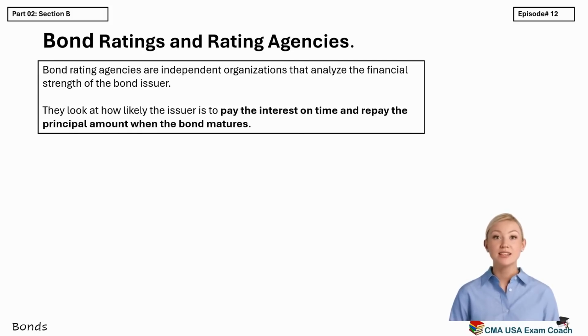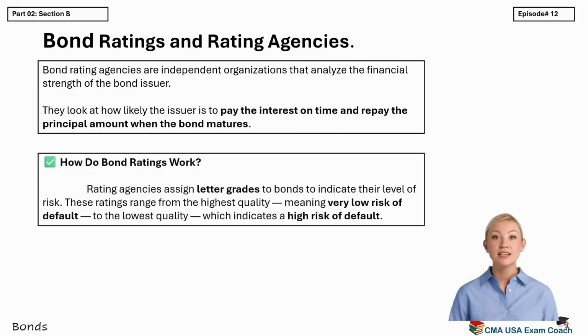In simple terms, they assess the creditworthiness of the issuer, just like banks assess your credit score before giving you a personal loan. The major credit rating agencies in the United States are Moody's Investor Service, Standard & Poor's (S&P Global Ratings), and Fitch Ratings. These three agencies dominate the global credit rating industry and are widely trusted by investors, regulators, and institutions.